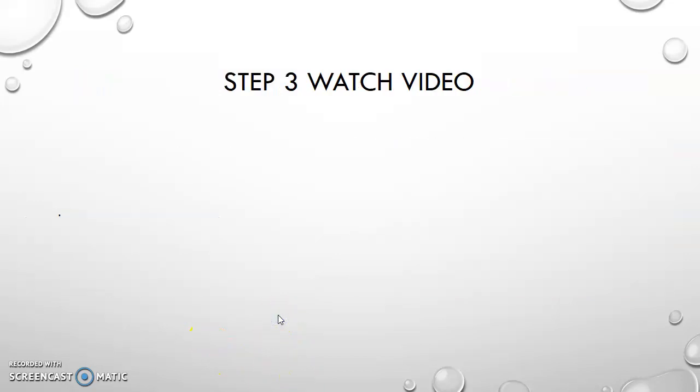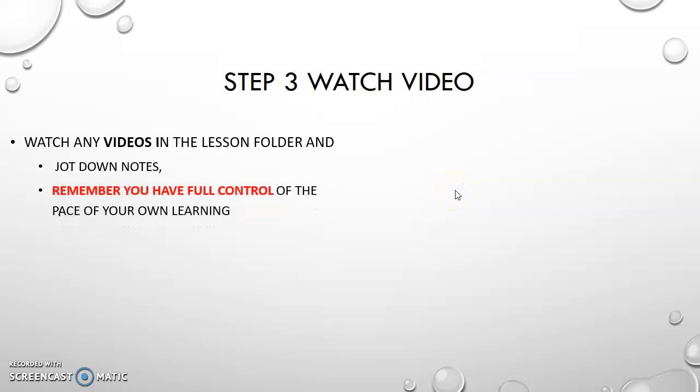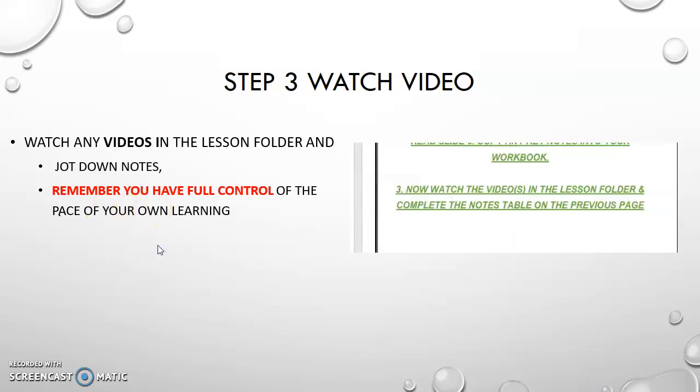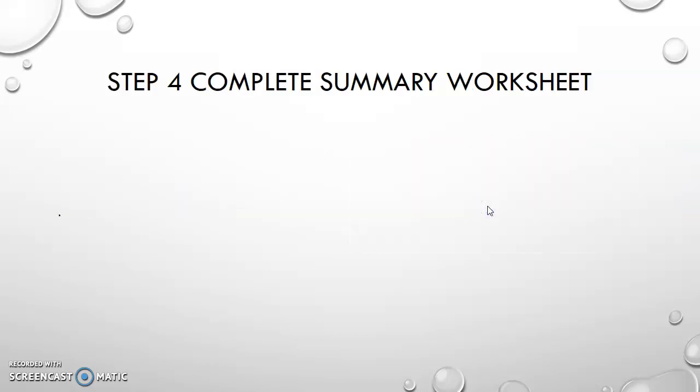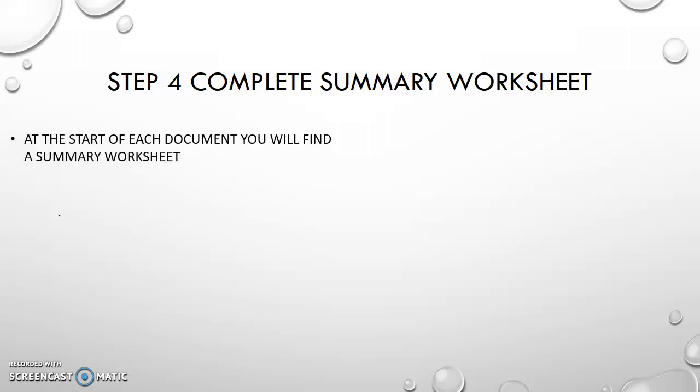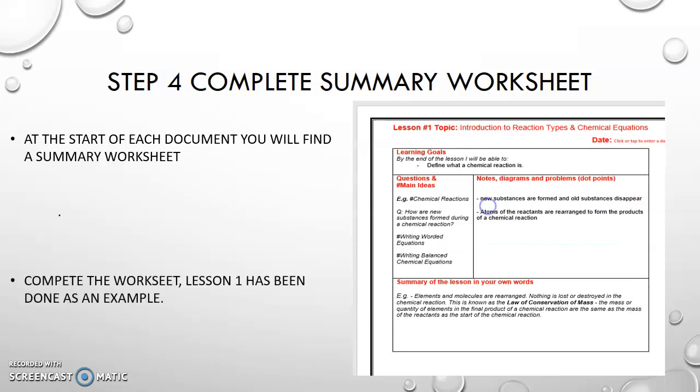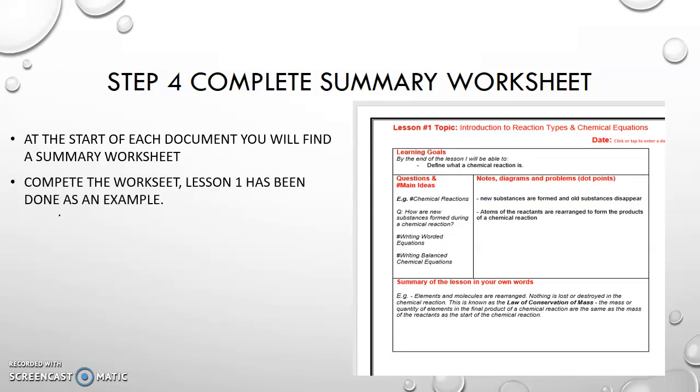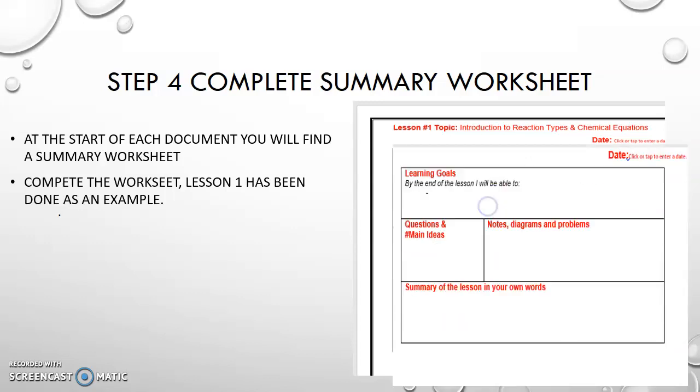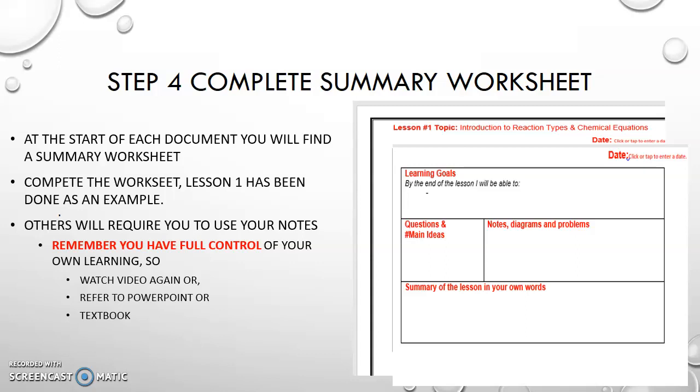Then we go on to the next one, which is watch the video, or I should say videos sometimes. Again, you are jotting down some notes. Remember, you have full control. And don't forget, you're going to be completing this table, which is step 4. Step 4 is a summary worksheet. Remember, at the start of each document, you'll find that document there. So, for instance, we have done lesson 1 for you as an example. But there'll be an expectation that you'll do your own in later lessons. And that will be step 4.